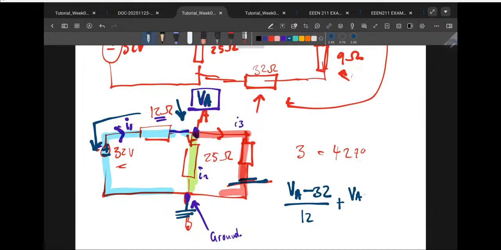Plus, I now say in the third branch, what is it? VA. Do I meet any source? Yes. Where is it facing? Downwards, because its positive is down. So it's going to be actually an addition. So we say plus whatever the thing here was. What was it?